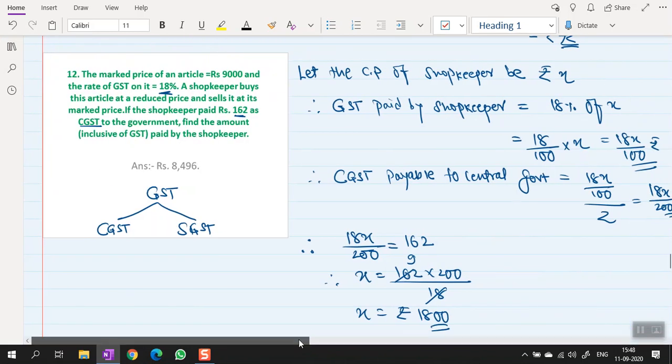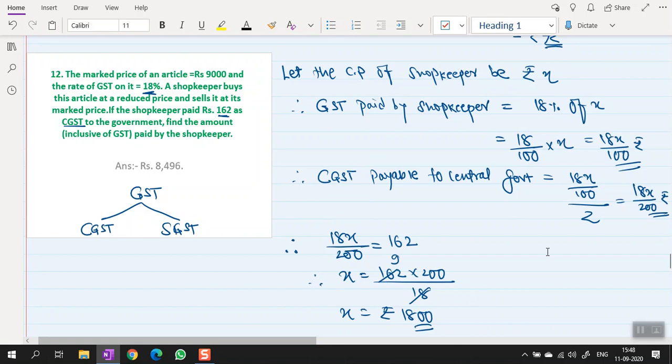Okay, so let the shopkeeper buy the article for rupees X. So GST paid by shopkeeper is 18% of X. That is 18x by 100, because 18 upon 100 into X. And CGST payable to central government is 18x by 200. And this 18x by 200 is equal to 162. So 162 multiplied by 200 upon 18 is X, and 9 to the 18, so 1800. It has to be 1800. How come they are getting 7200?